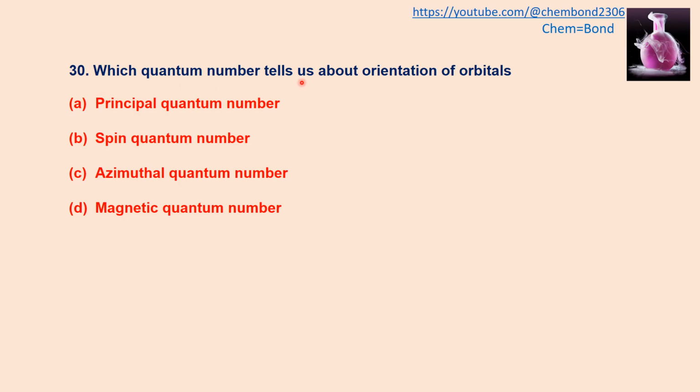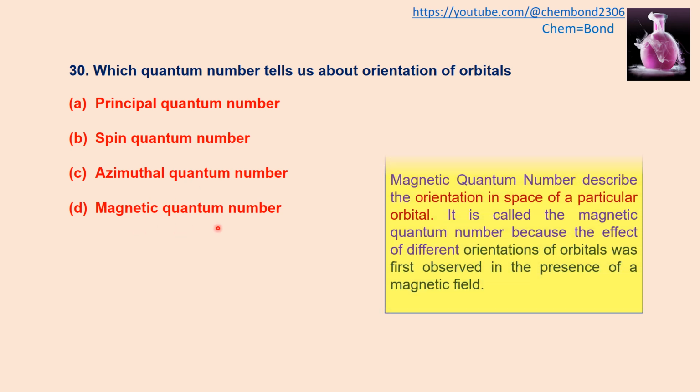Which quantum number tells us about the orientation of orbitals? Principal quantum number, spin quantum number, azimuthal quantum number, or magnetic quantum number. The magnetic quantum number describes the orientation in space of a particular orbital, and the orientation of orbitals was first observed in the presence of a magnetic field. So the answer is the magnetic quantum number.